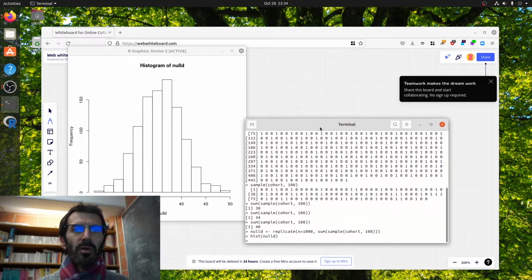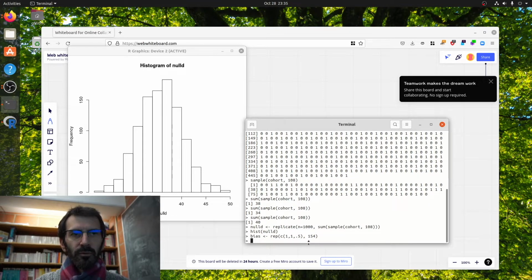Now, when we moved on to the final question of problem 1, for instance, we had to test whether the efficiency was 50%. And the way we proposed to do this was to create a vector that we call bias, and that by putting the values 1, 1, and 0.5 here. So we give a weight of 1 for the people who have not received the vaccine, and a weight of 0.5, like half, for people who have received the vaccine. And that is the definition of a 50% vaccine efficiency. And we need to create a vector which has the same length as the cohort. That's why we repeat that 154 times.